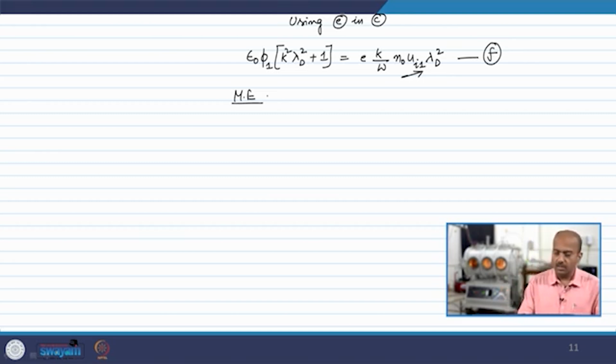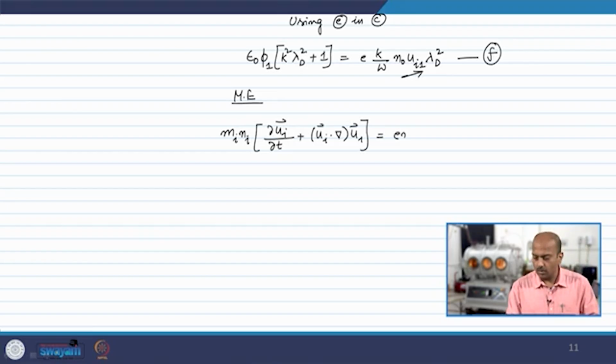So for instance, we write it as m i n i times dou u i by dou t plus u i dot del times u i is equal to e n e minus del p. Right. So here the advection term can be neglected because of the second order terms involved in it.